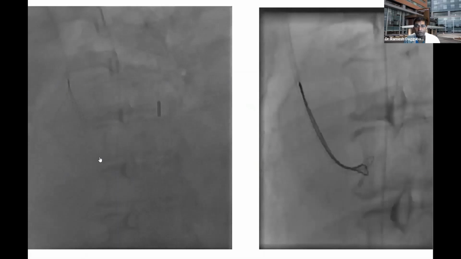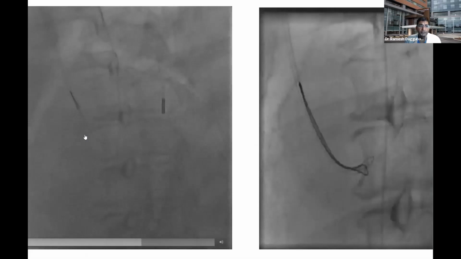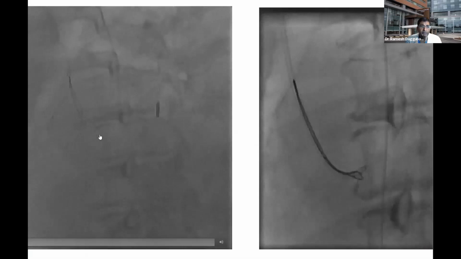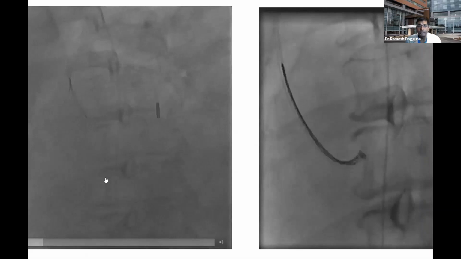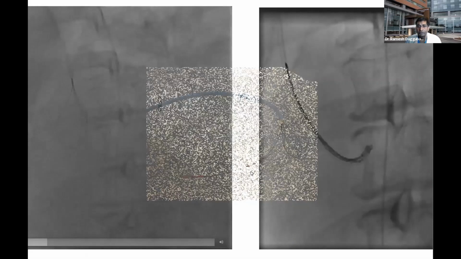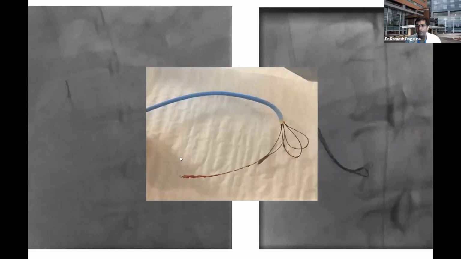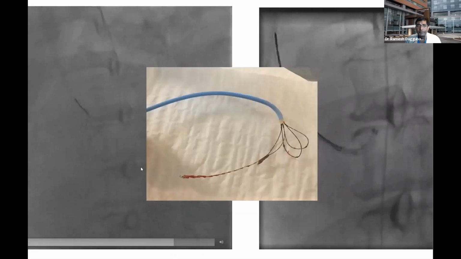So here we got a part of the stent. As you can see, it is a little bit faint because it's a fluoro save, but the stented material was captured, and then actually it was pulled out, and I'll show you how it was pulled out completely.